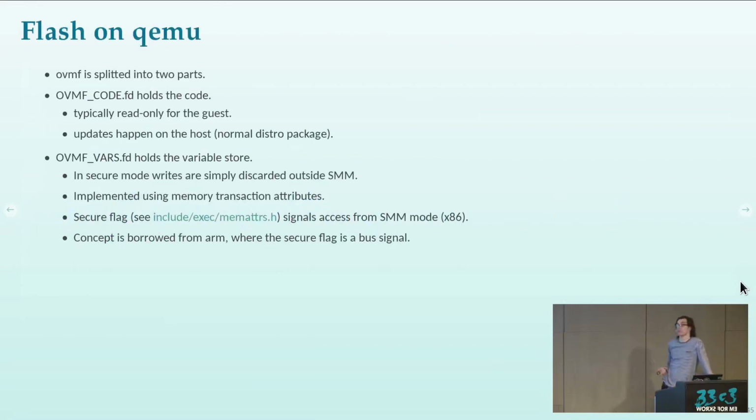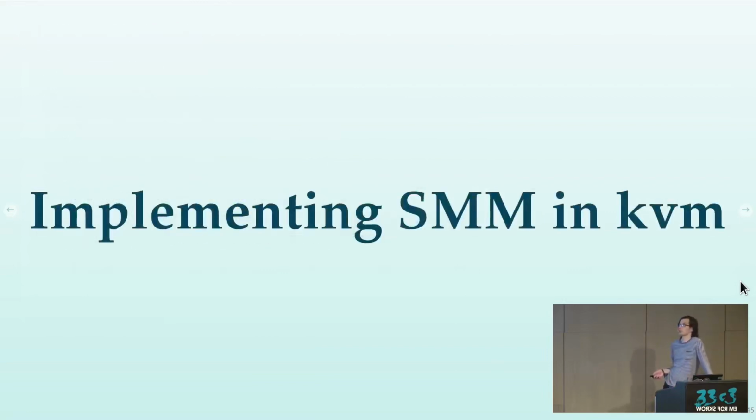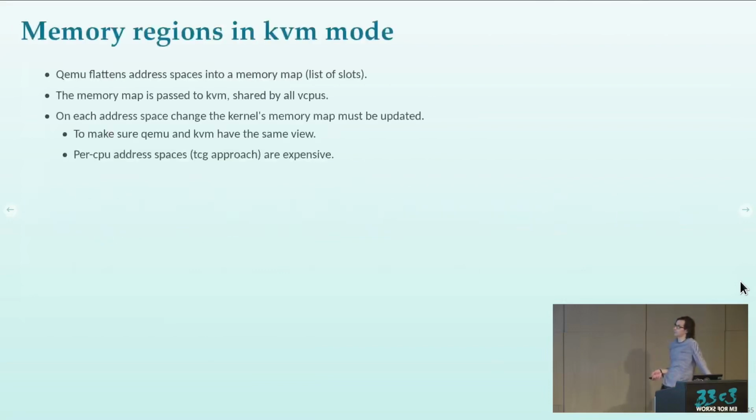So this all works just fine with TCG, but we also want to run it fast with KVM. So we have to look at how we are going to do that. We can't pass the memory regions hierarchy we have as is to the KVM module in the kernel. So QEMU has to flatten the address spaces into a memory map, which is just a linked list of slots. This one is passed down to the kernel module, so the KVM kernel module knows everything it needs to know about the address spaces.